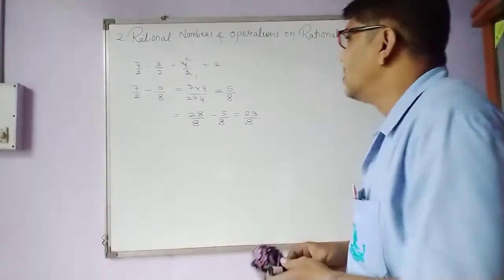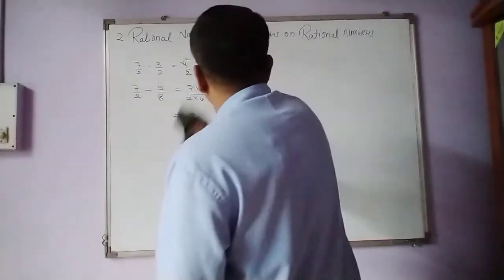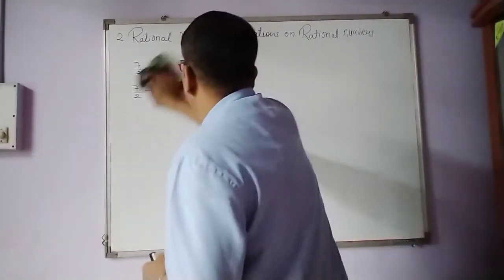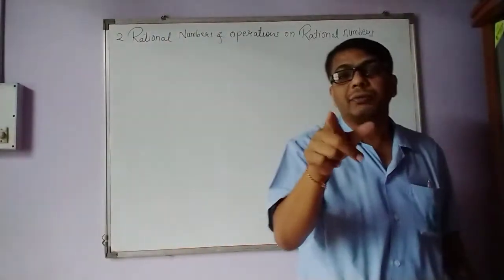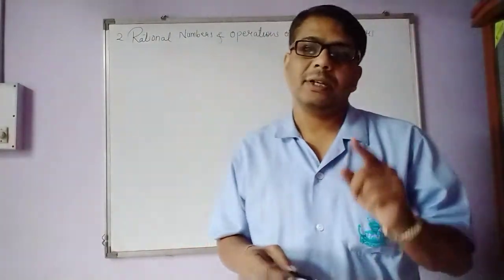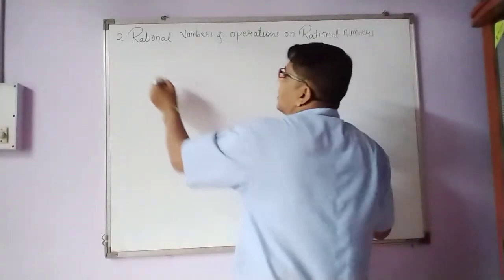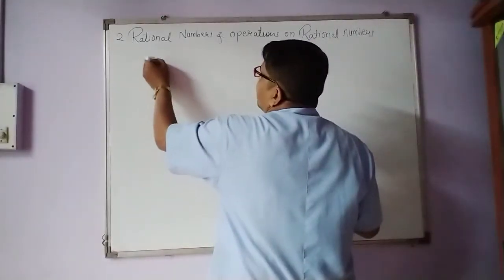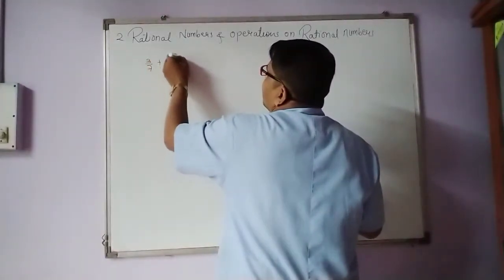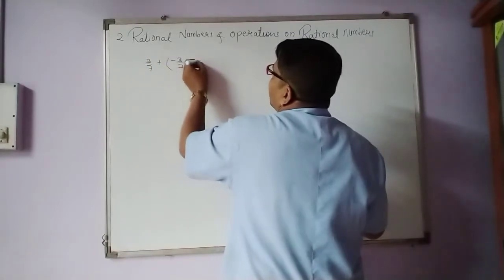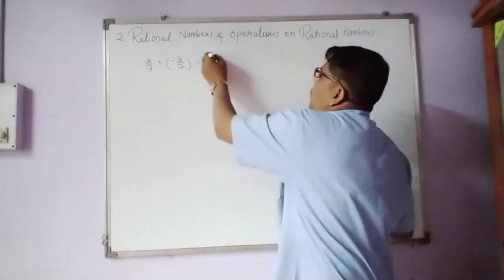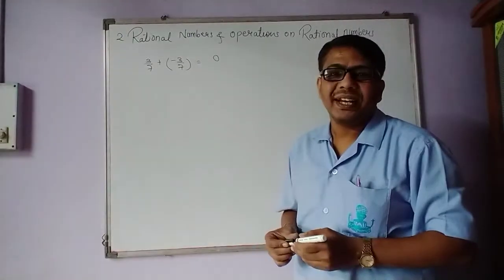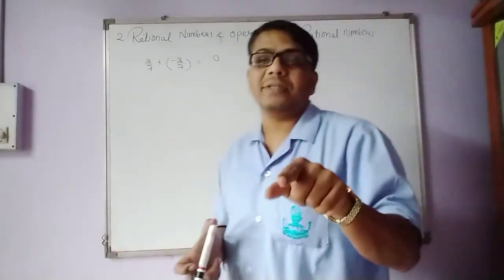Now if the sum of two rational numbers is 0, then the two rational numbers are said to be additive inverse of each other. Remember this. For example, 3 upon 7 plus minus 3 upon 7. What will be the answer? 3 minus 3, 0. So they are called additive inverse.